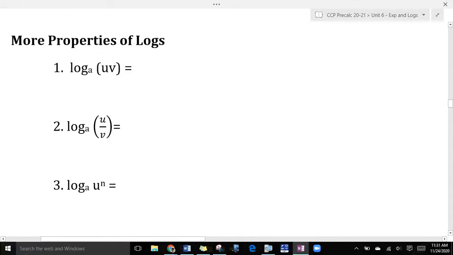So a few more properties of logs I want to talk through. Now, for these three, I want you to remember that logs are really a way of finding an exponent. So exponent rules are really going to come into play when we're talking about these log properties. All right, so the first one says log base A of u times v. So if we have a product inside our argument.